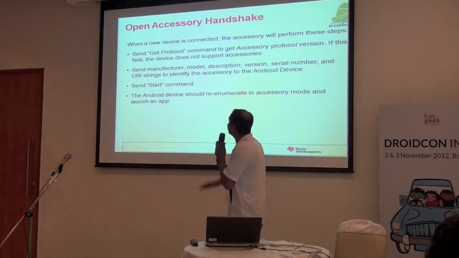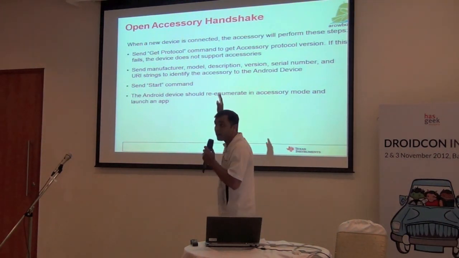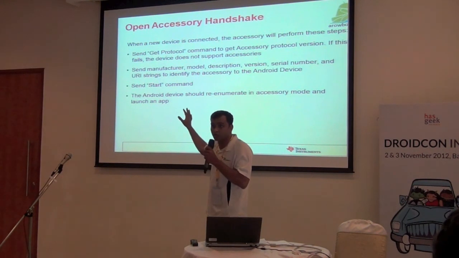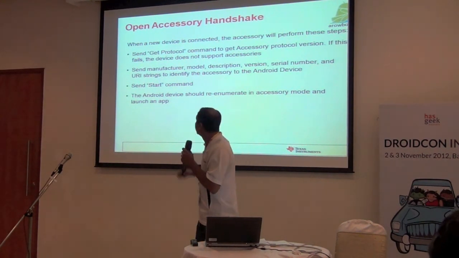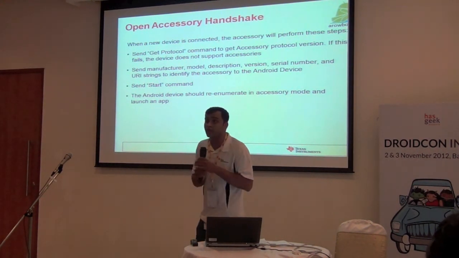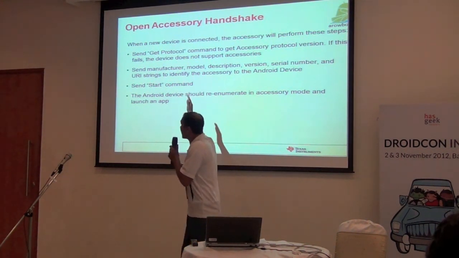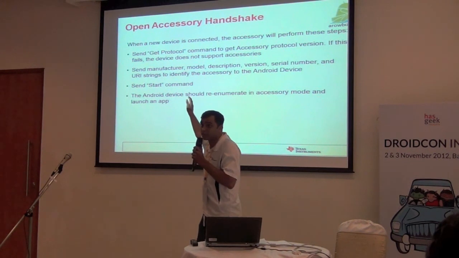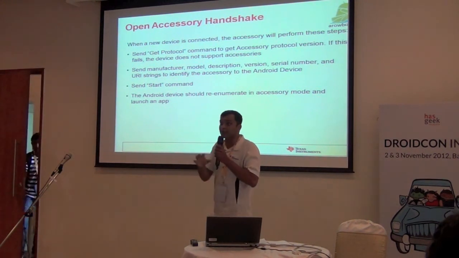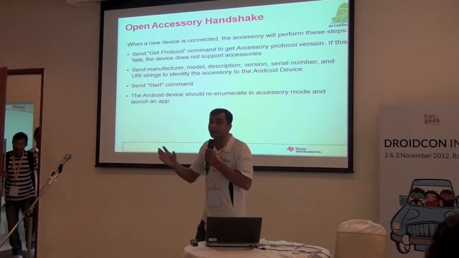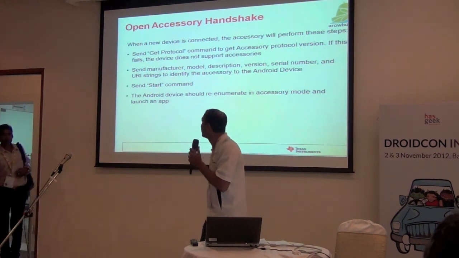These are the handshakes performed by the accessory with the phone to make it work as an accessory. Google has introduced three custom commands for USB control transfer: get protocol, send string, and start. Using this transfer, the accessory will send some information and negotiate with your Android phone.